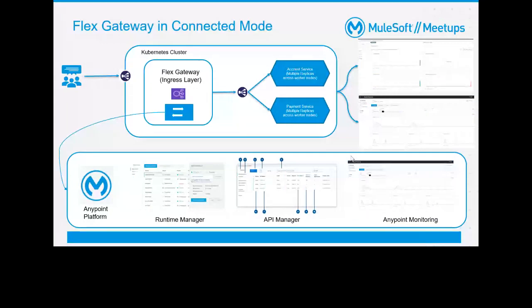Okay. So when you are talking about the Flex Gateway in the connected mode, this is my Kubernetes cluster, and I set up a Flex Gateway within my Kubernetes. We call this the ingress. Ingress is kind of a load balancer from where the request can enter into the system, and the ingress will route the request to the proper API, right?